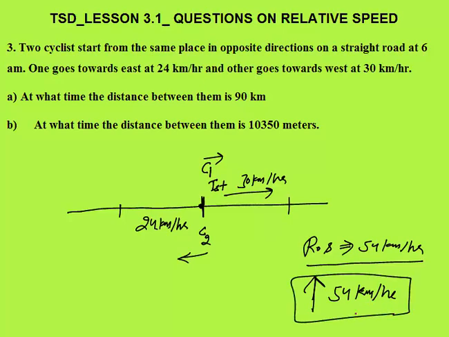This is a bit different question than we discussed in the previous slides. Here the gap is increasing. So in relative speed either the gap can increase or decrease. Here the gap is increasing at a speed of 54 km per hour. That is the relative speed. Now what the question is saying, at what time is the distance between them 90 km. Now time we need to calculate.